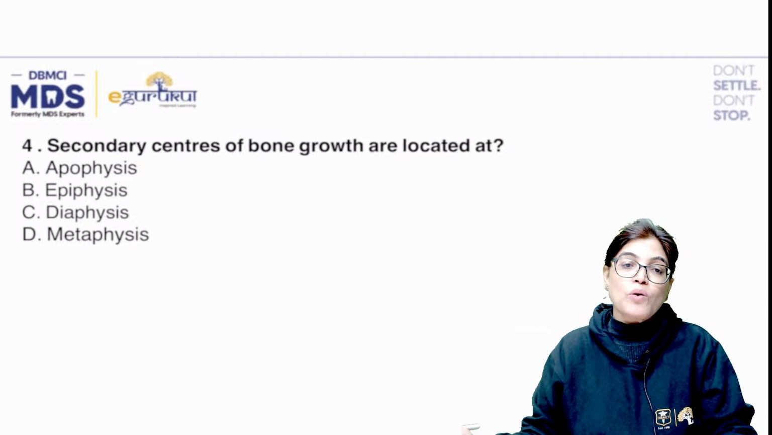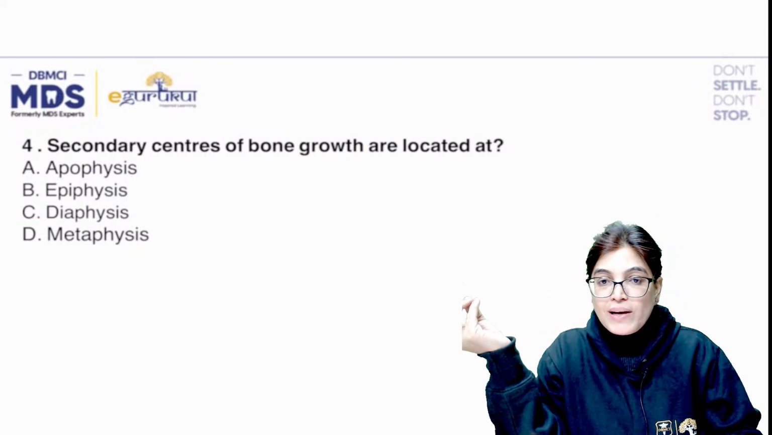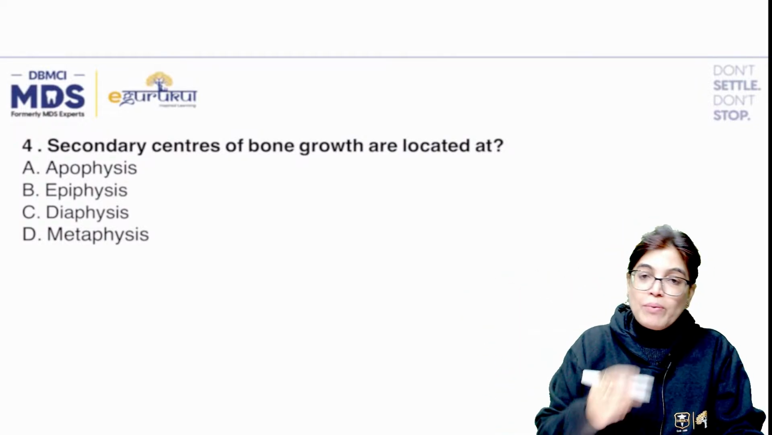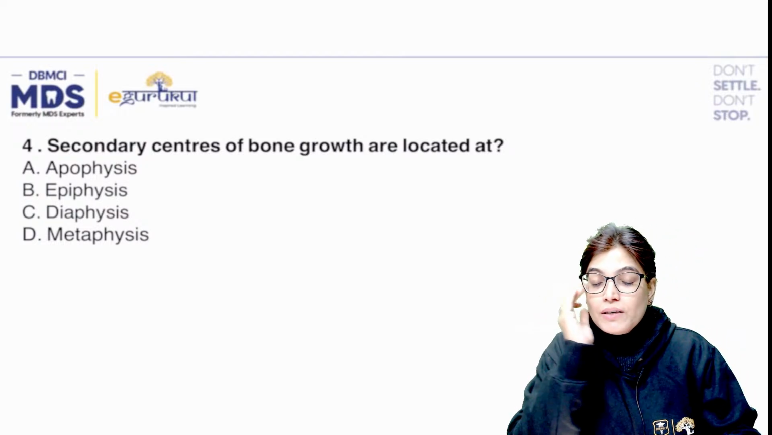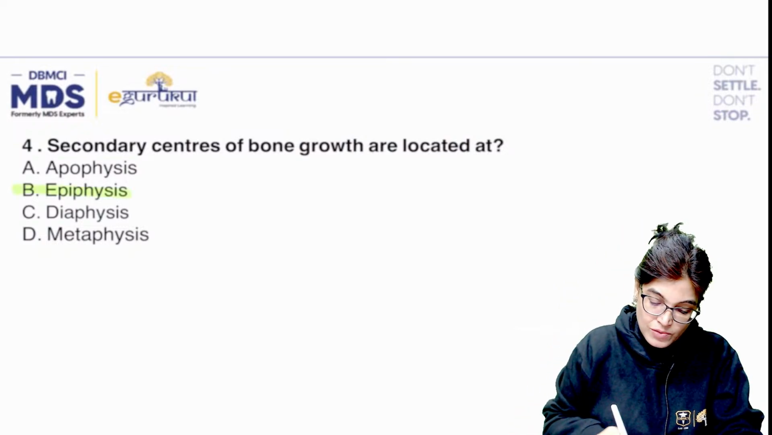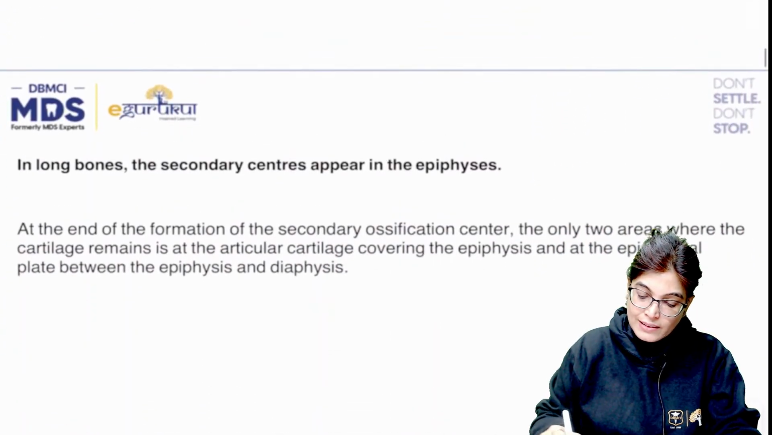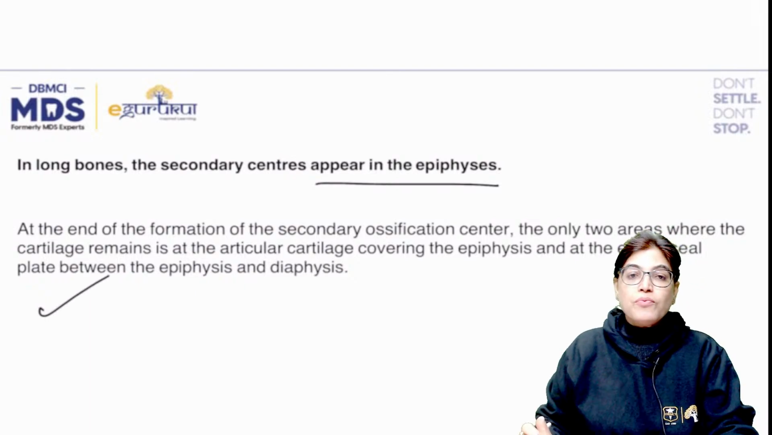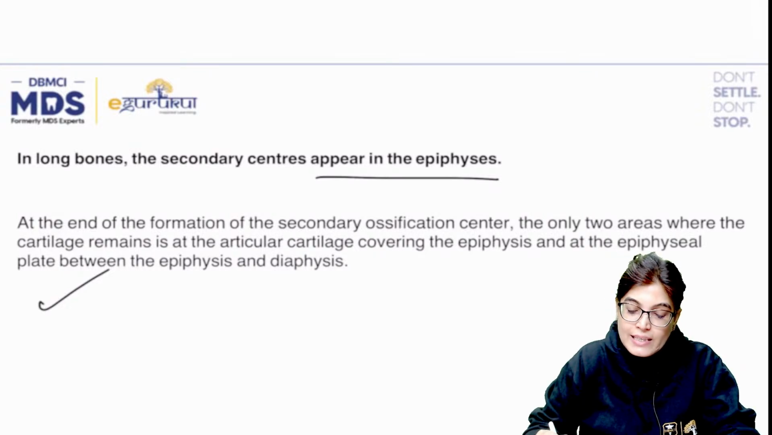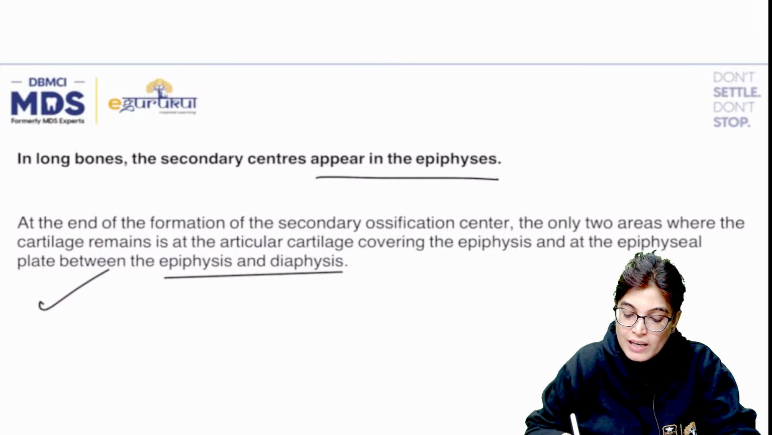Secondary centers of bone. If I am talking about the parts of the long bone, it has metaphysis, diaphysis, and epiphysis. So the secondary center of ossification is located in the epiphysis part of the long bone, and the primary center of ossification is located in the diaphysis or the shaft part of the long bone. So basically the right answer will be epiphysis. Now, in a long bone, the secondary centers appear in the epiphysis. At the end of formation of the secondary ossification center, the only two areas where the cartilage remains are the articular cartilage and the epiphyseal plate, which lies between the locations.